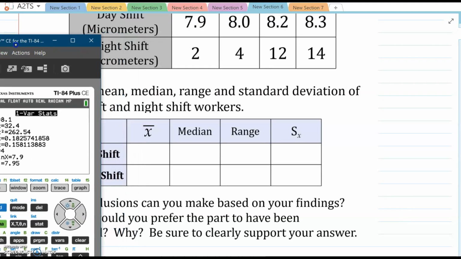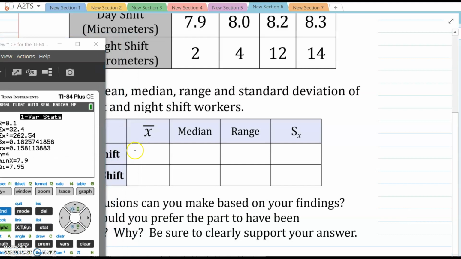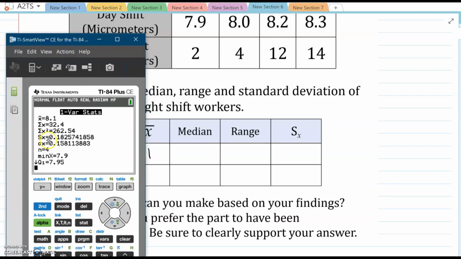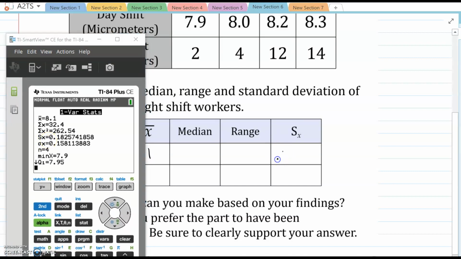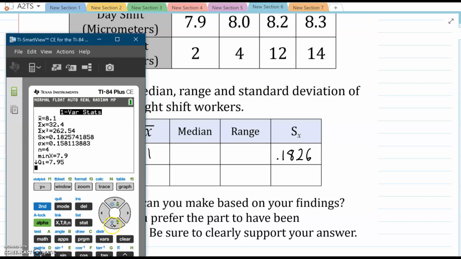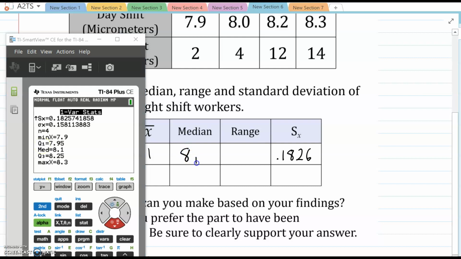My x bar is 8.1, so I'm just going to fill that in, 8.1. It says that my s value is 0.1826. I'll just go to an extra decimal place there. Next, I am looking for my median and my range. Does it have that in here? Let's take a look. Well, I've got my median, that's 8.1. So I can still just fill that in.